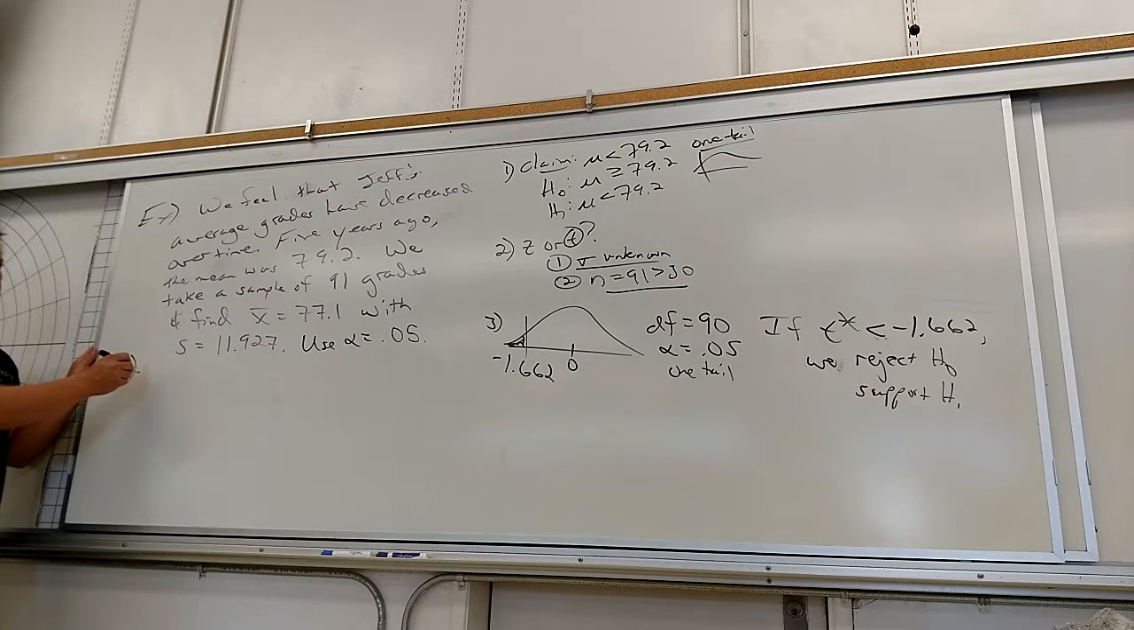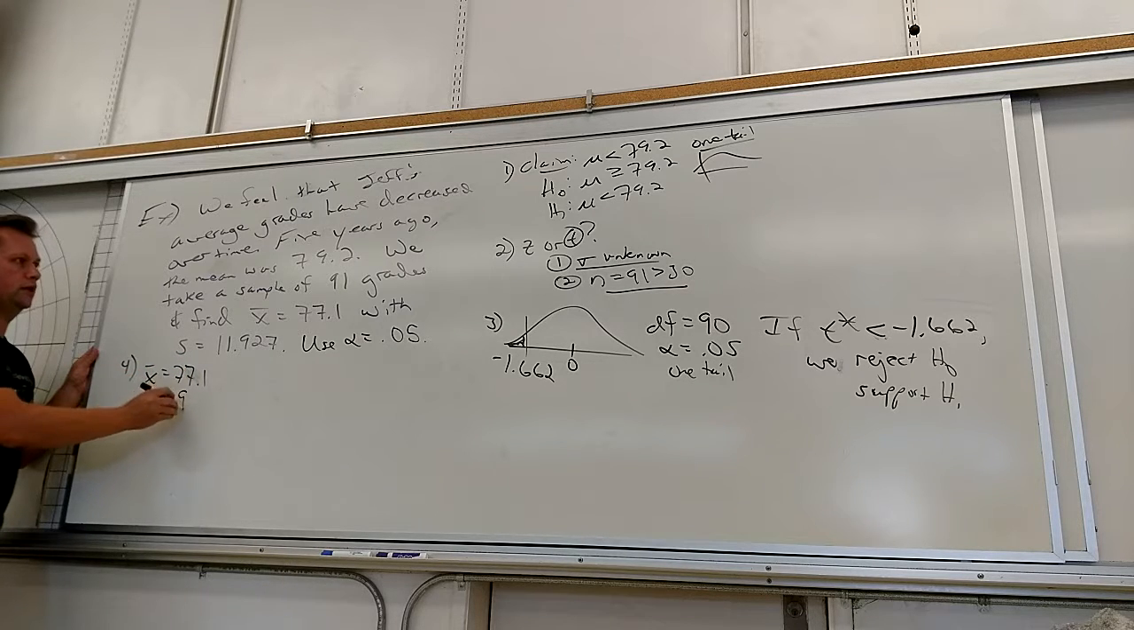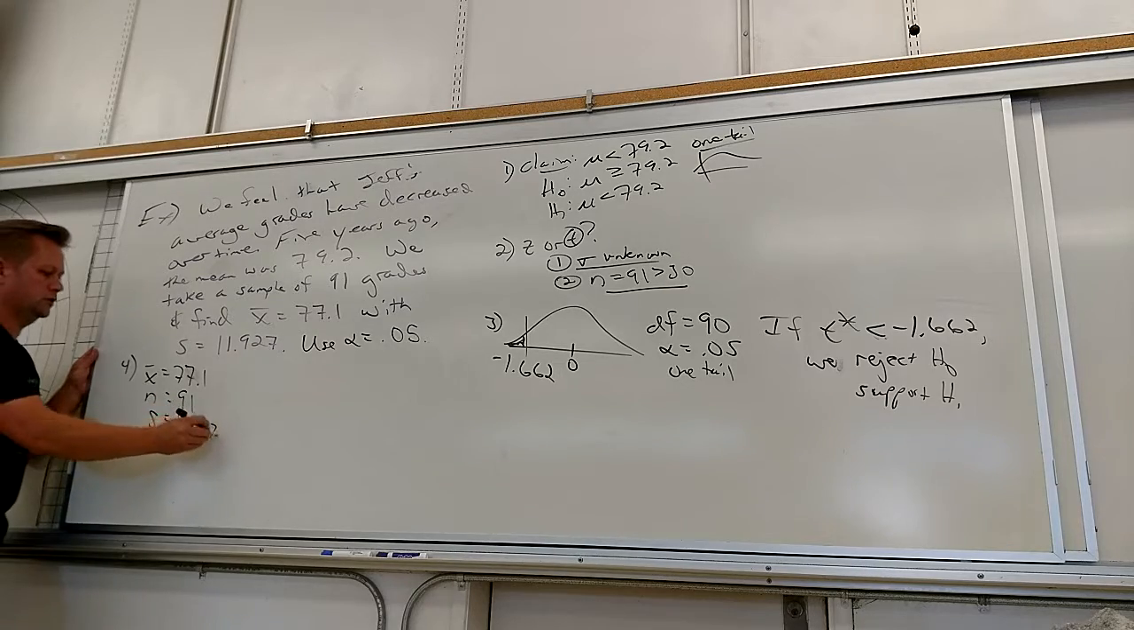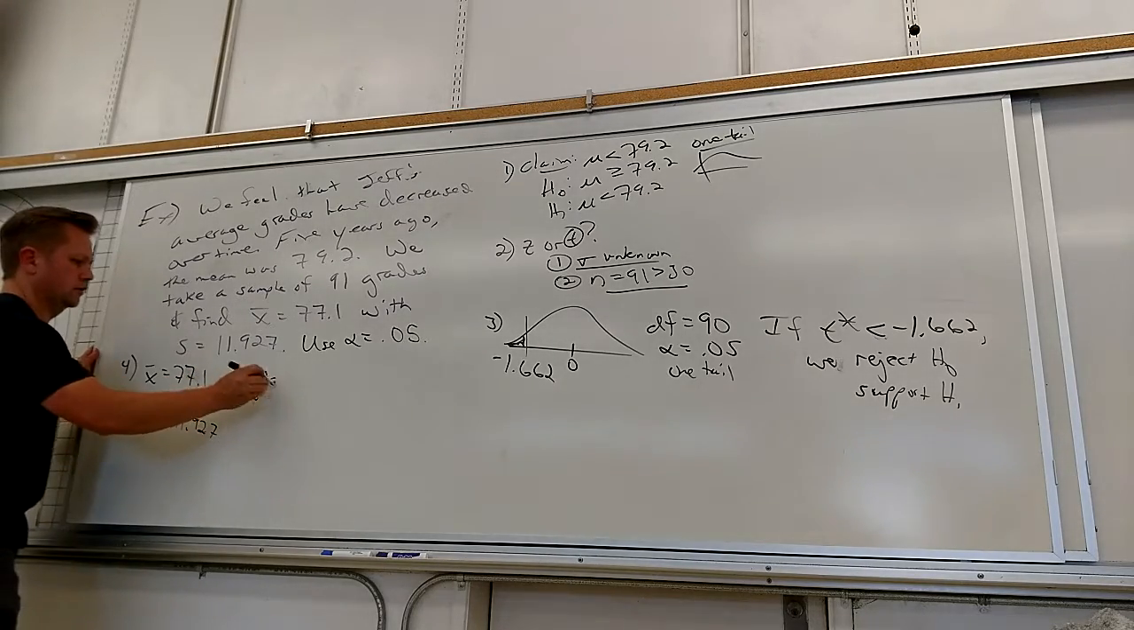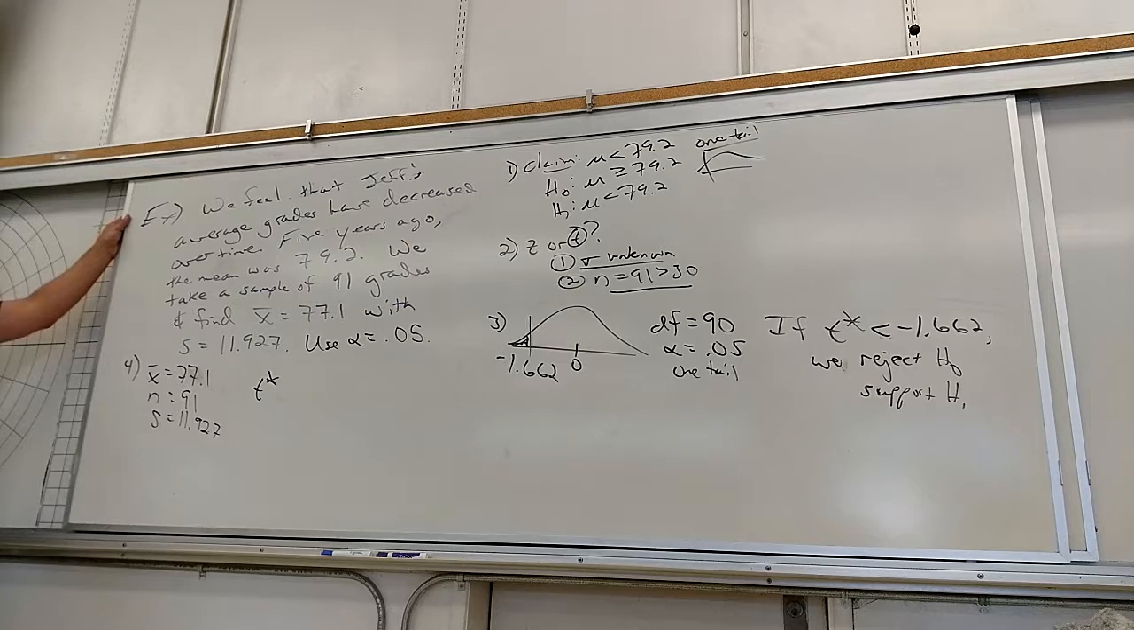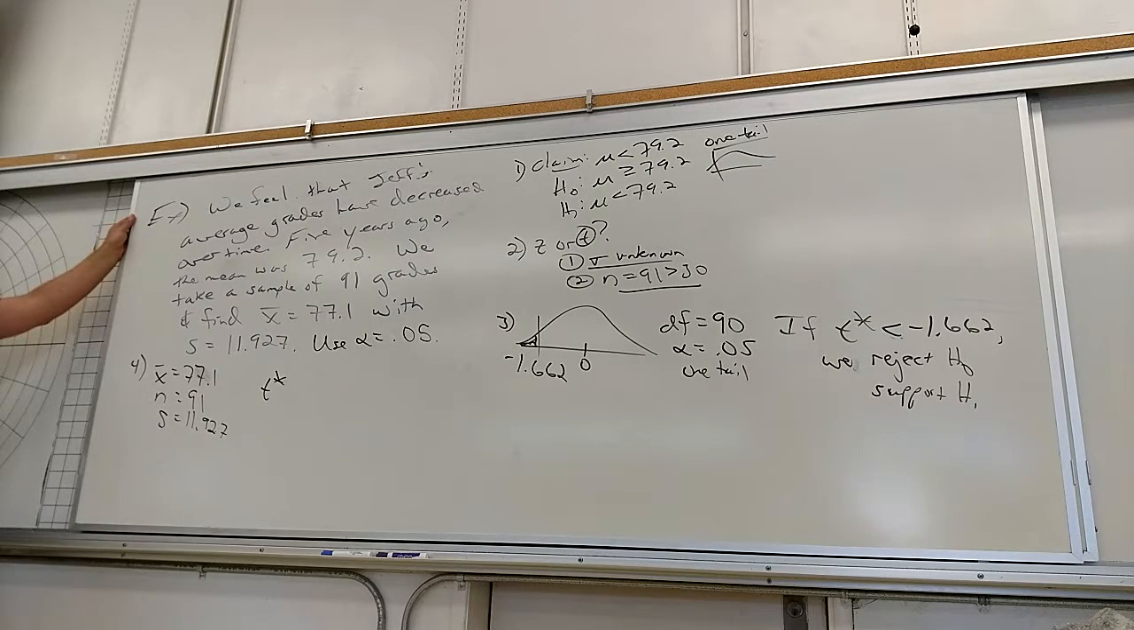So what do I know from my sample? X bar is 77.1. N was 91. Standard deviation S is 11.927. And before I figure out T star, what do I need to do? What do I always do in this step? Find the new standard deviation.